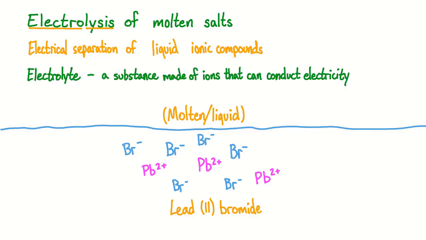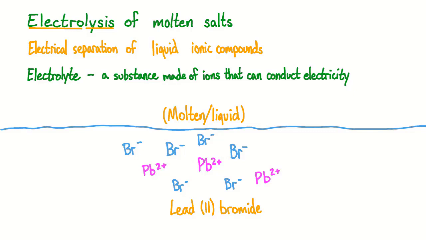When we heat lead-2-bromide to the liquid phase, it becomes an electrolyte. An electrolyte is a substance made of ions that can conduct electricity. Electricity is the flow of charged particles. So liquid lead-2-bromide with its free-floating ions can conduct electricity, while solid lead-2-bromide with its bonded ions cannot.